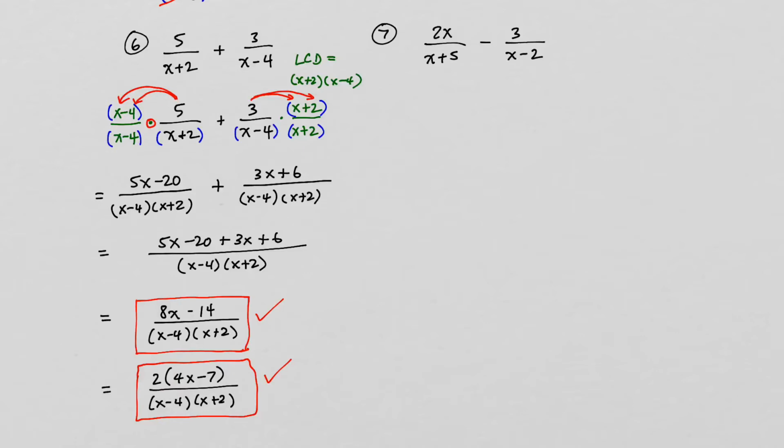In fact, sometimes you'll see the answer expressed completely multiplied out. And so we'll have 8x minus 14 in the numerator. And if you multiply these two factors together, you get x squared minus 2x minus 8. And so this is yet another way to express the answer. I want you to understand that all are correct.